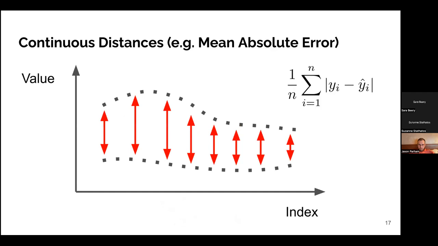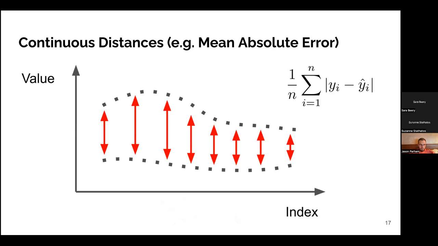The second prototype is continuous distances. So instead of having a list of things that are discrete, like ABC or 1, 2, 3, we have a list of continuous numbers. And we want to know how similar or different it is to a second list of continuous numbers. And so here we're visualizing those two lists as these dotted curves. So if you have a list of temperatures for every day in a month, that's a good example of what this could be.